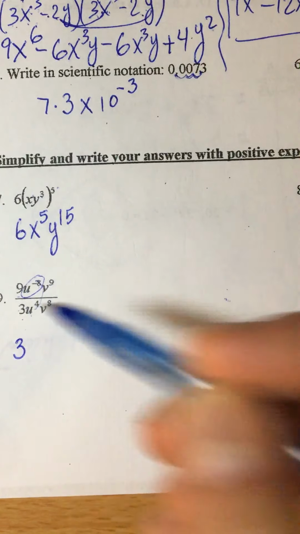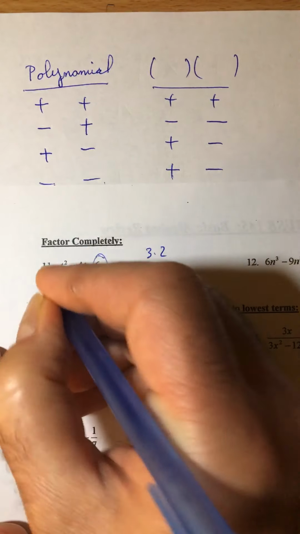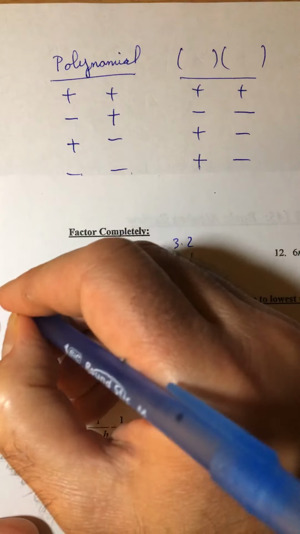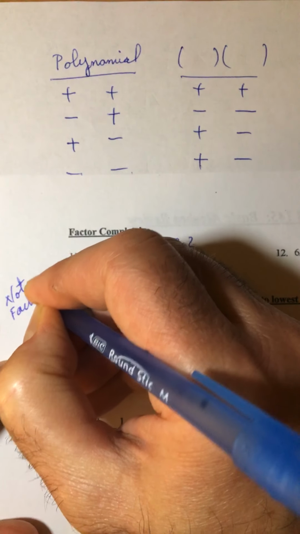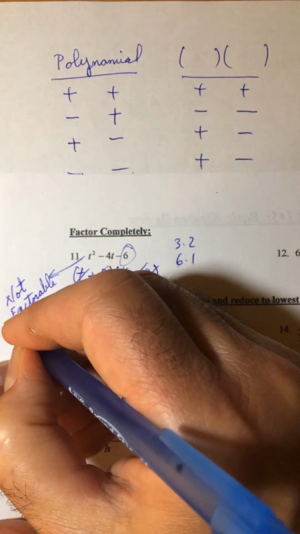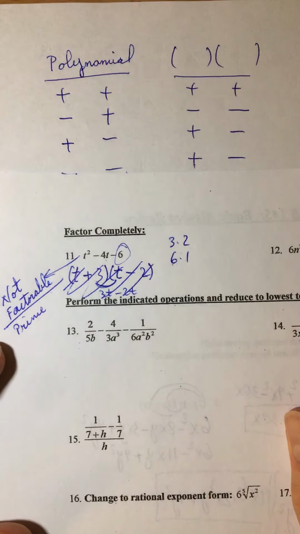Neither of them. Because if I put a 3 and a 2, that gives me a -6, but when I do the middle, that's 3t, and the outer, that's -2t, that's not going to give me -4t. And if I put the 6 and a 1, that's not going to give me it either. So this is not factorable, or we call it prime. A prime polynomial means not factorable. That's it. Sometimes you might see those.